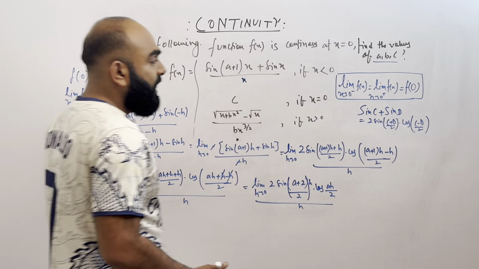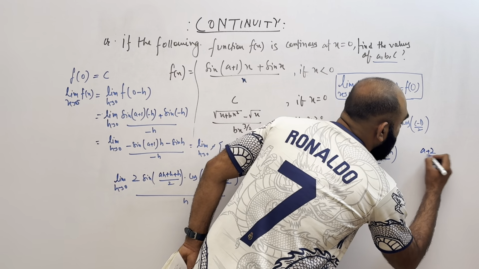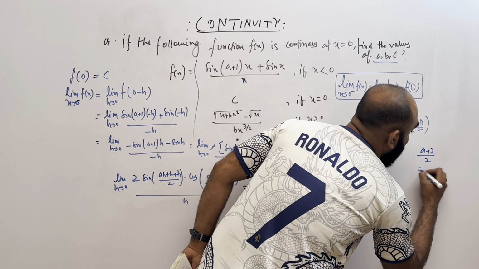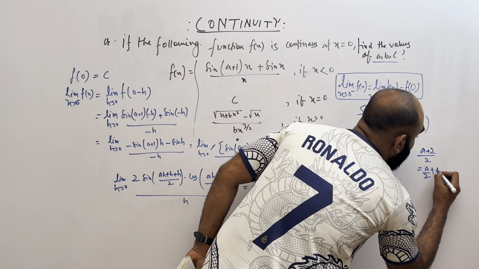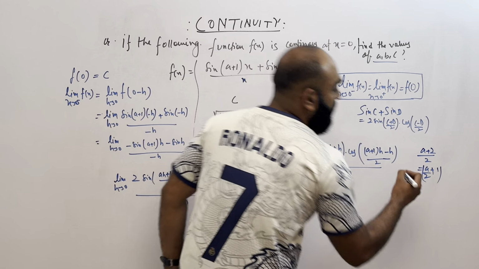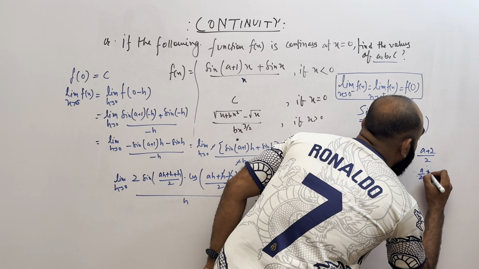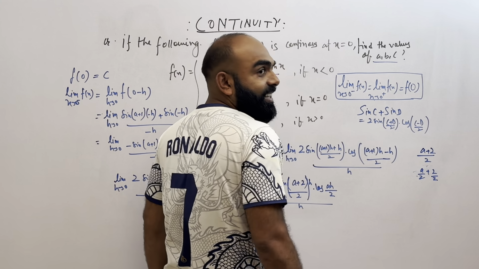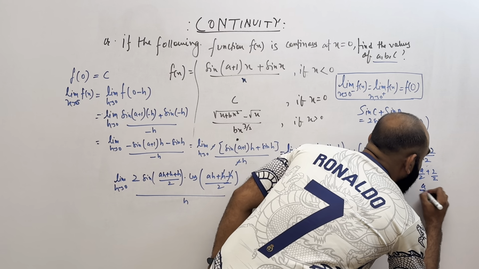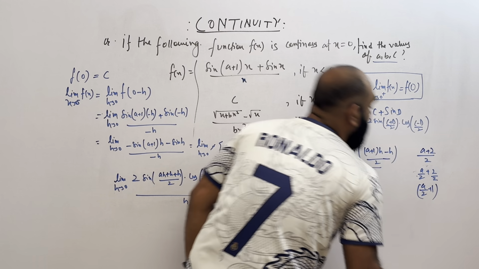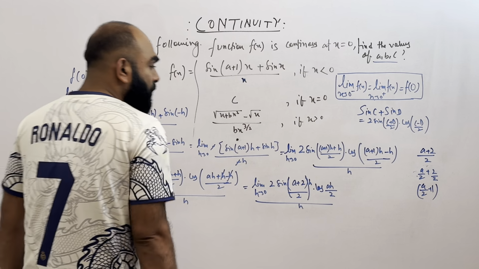If it is written like a plus 2 by 2, I can separate it now. I can write a by 2 plus 2 by 2, which is a by 2 plus 1. Can I not write this? Yes, sir. The same thing I will do here also.